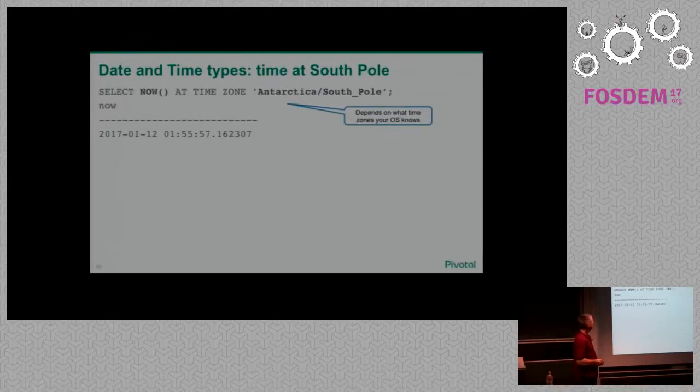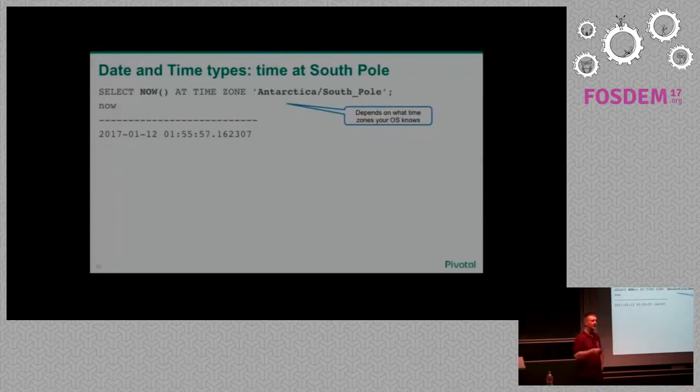But this is not good enough, at least for us, because the South Pole got its own time zone. So we can actually query: select now at time zone Antarctica South Pole. And if you look into your operating system database, you see that we have like 9 or 10 different time zones defined under Antarctica. So every station down there got its own time zone, usually aligned to which country is operating this station. There was a question?